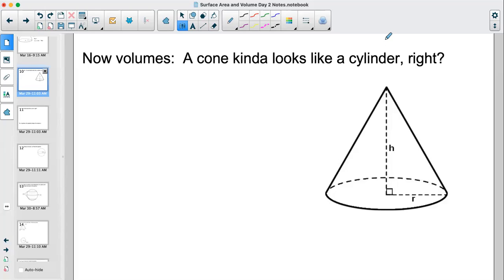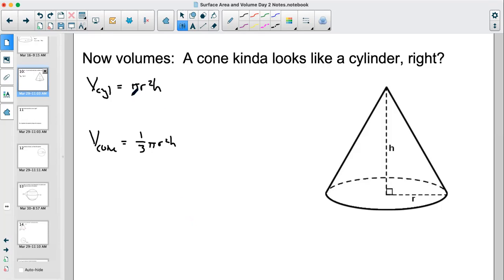I think of a cone as kind of looking like a cylinder, like you chop off a bunch of it. And you remember the volume of a cylinder is pi r squared h. The volume of a cone is 1/3 pi r squared h.